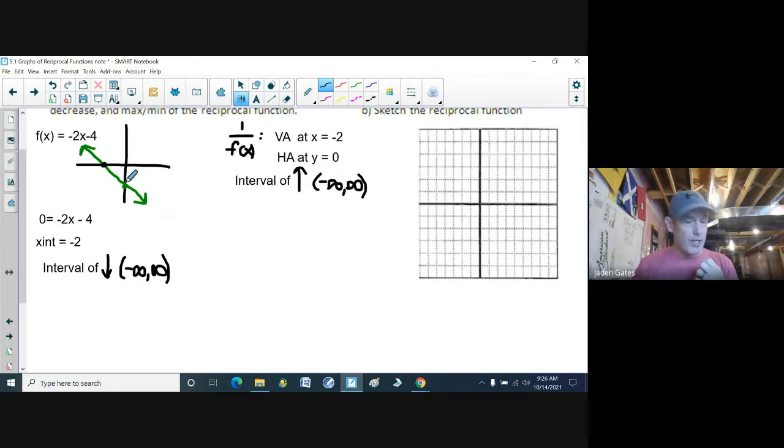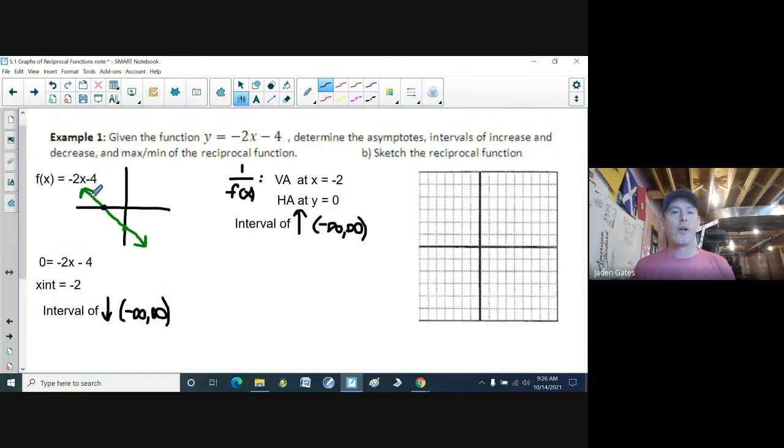Y-intercept, that's always key on this graph. We'll get to that, though. Okay, so if the original function has a local min at x equals a, the reciprocal will have a local max. Well, we don't have what's called a min or a max because this thing doesn't curve at all. It just goes straight down. So there's no maximum or minimum.